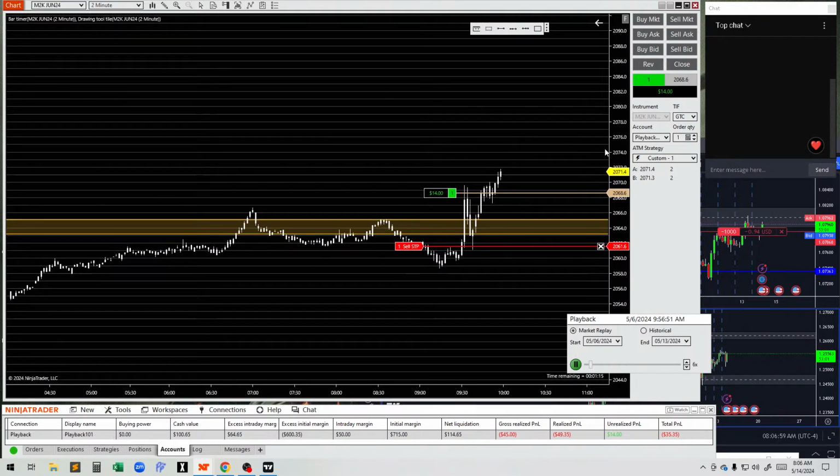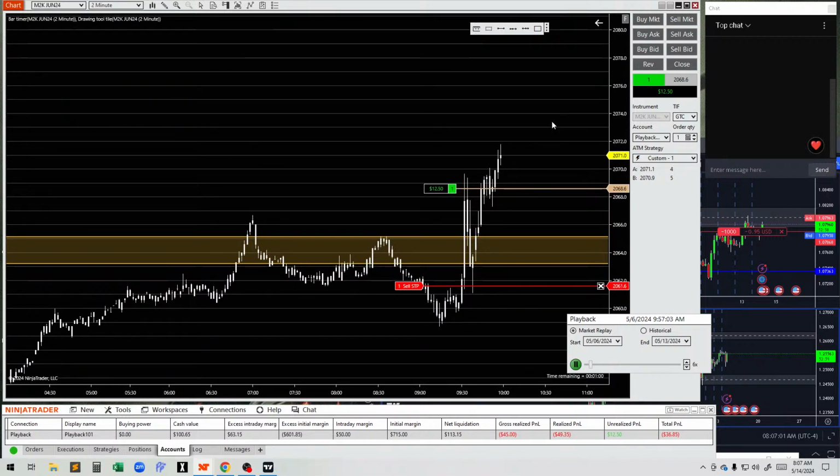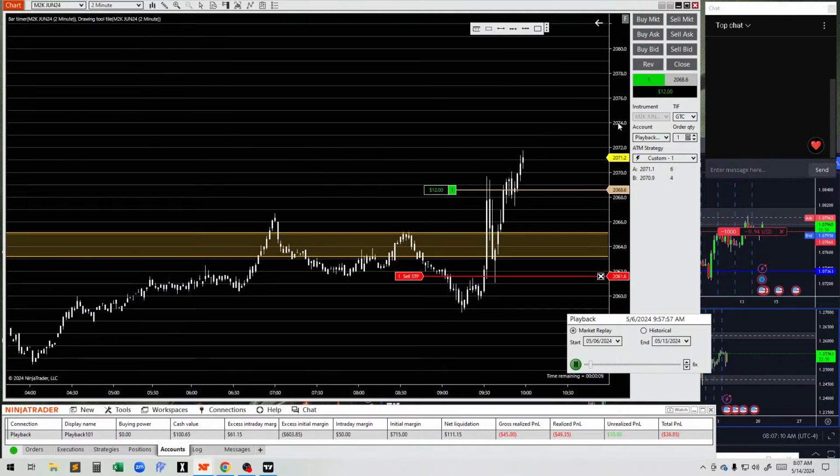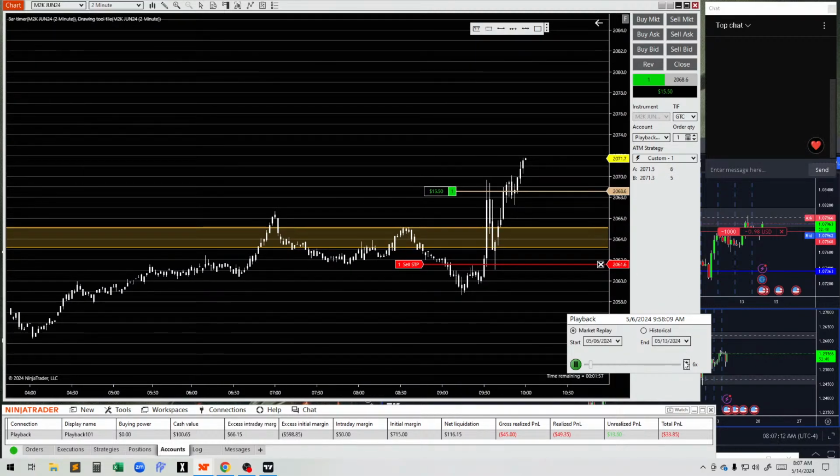The micros and the E-minis are some of the best because the point values are fairly low. Margins are usually fairly low. Average margin is usually around $50. And that is during New York session hours.